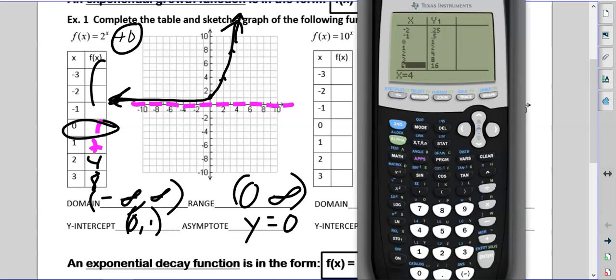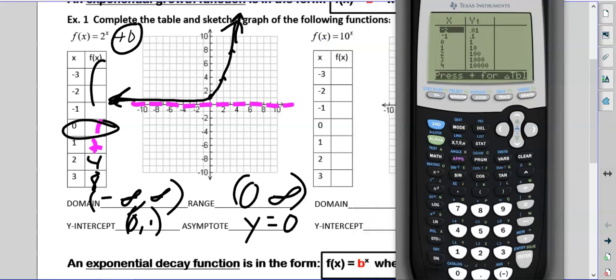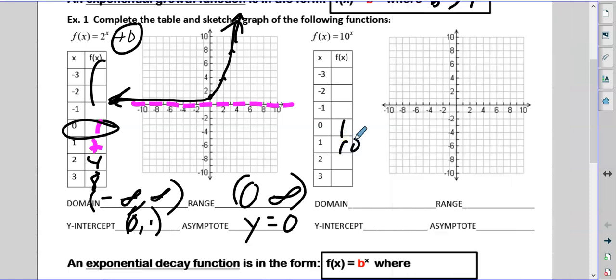Right? Next one, 10 to the x. Again, this is just going to change to that, like so. Same general shape, a little steeper though, you'll notice. So when we go to our table, 0, 1, and 1, 10. And then you can see how it climbs so fast. Again, plus 0. So our asymptote is going to be right here, like so. So we have 0, 1, 1, 10. So it's just going to come down like this and just, again, ride out that fence.